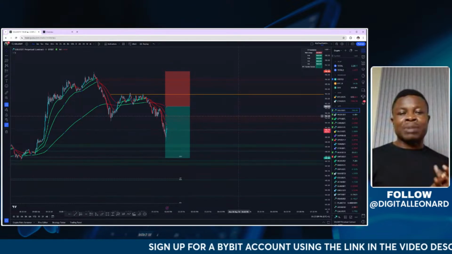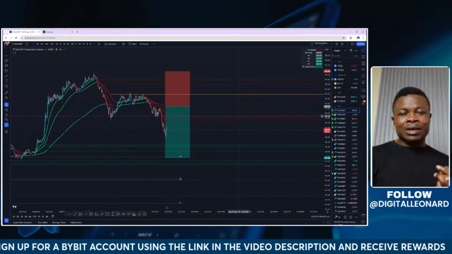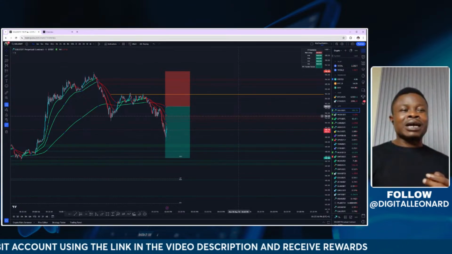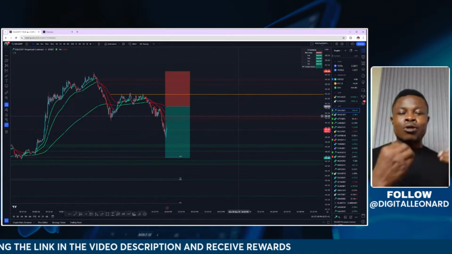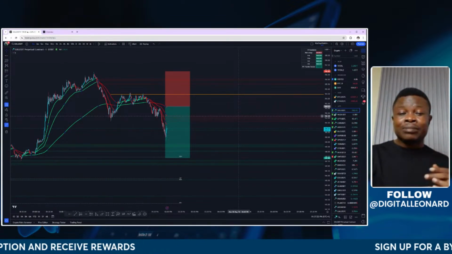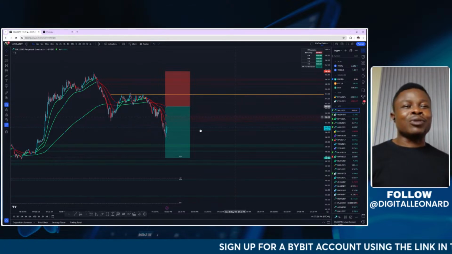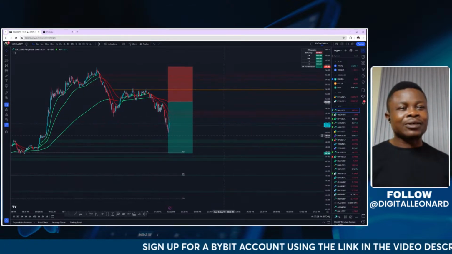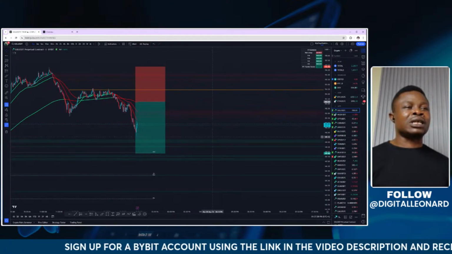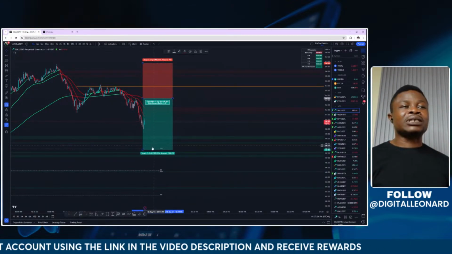At times you get out of the market fearfully, and eventually you see the market coming back to your entry. At times, out of greed, you stay in the market too long, and eventually you start losing back the money that you've made. If you want to succeed in crypto, guys, just learn how to use this tool.